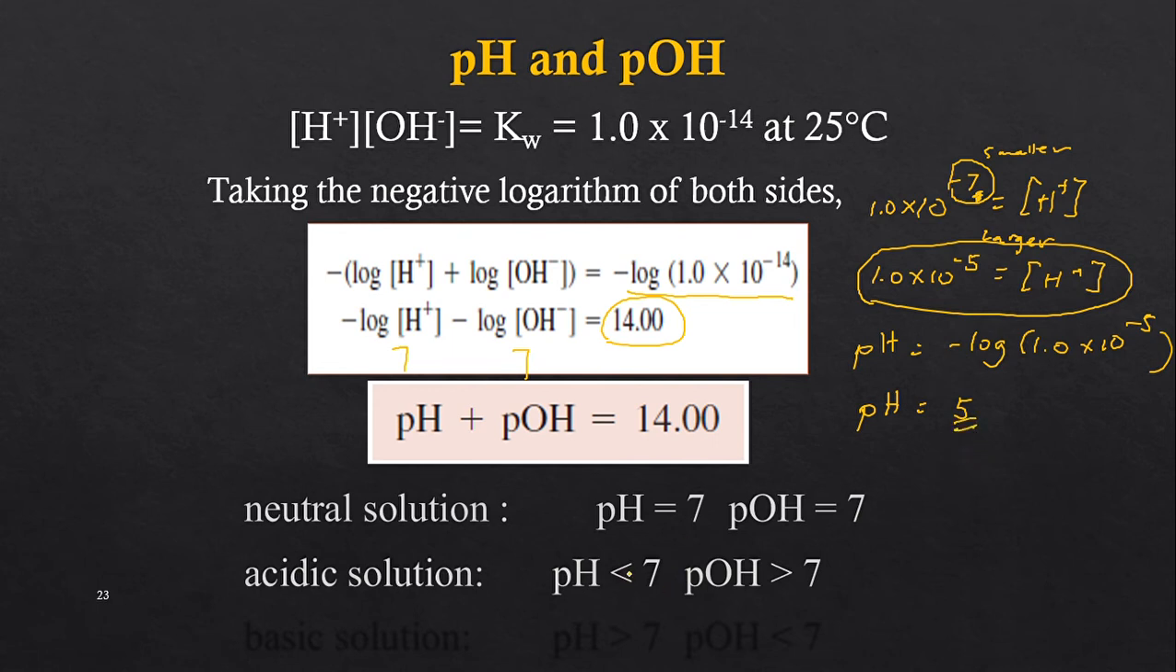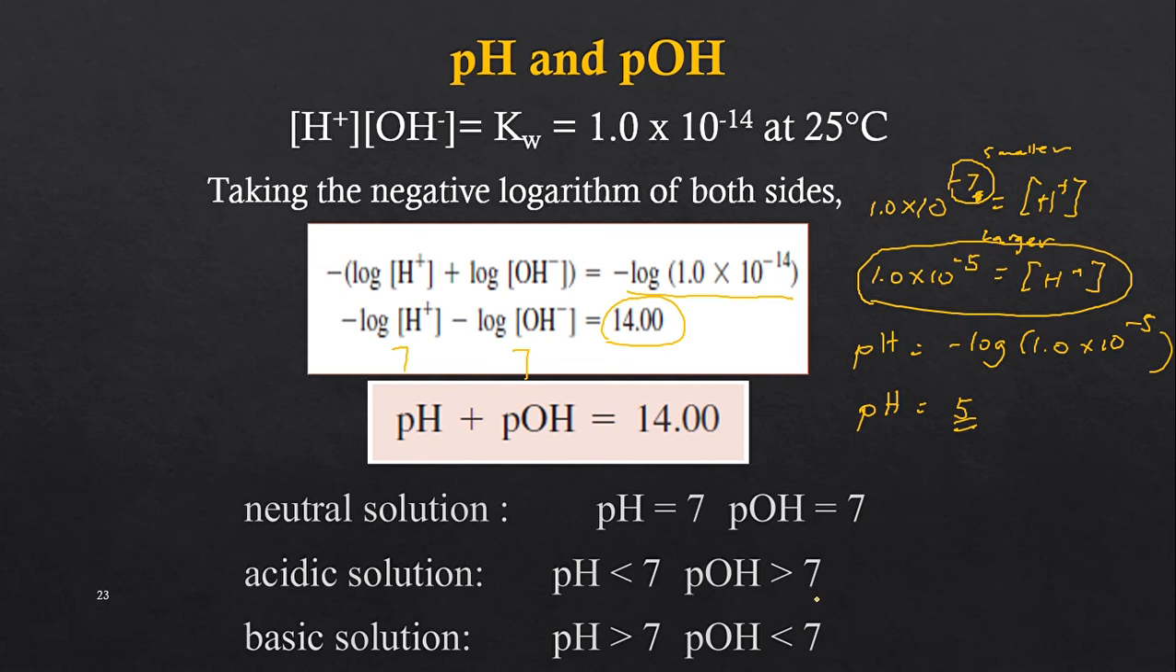Okay? So, if you have a pH that is less than 7, it means the concentration of our hydronium ion is increasing. Okay? And the opposite happens to our pOH, the pOH will increase. But for a basic solution, our pH is high, greater than 7, and the pOH is less than 7.